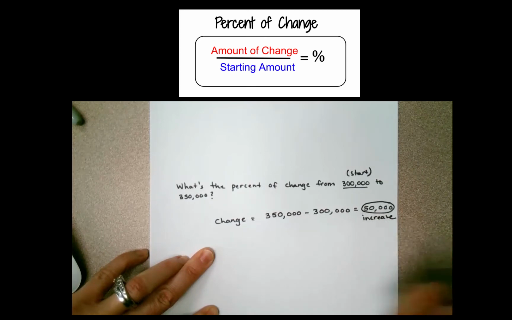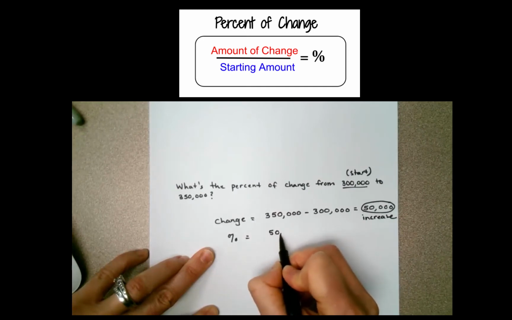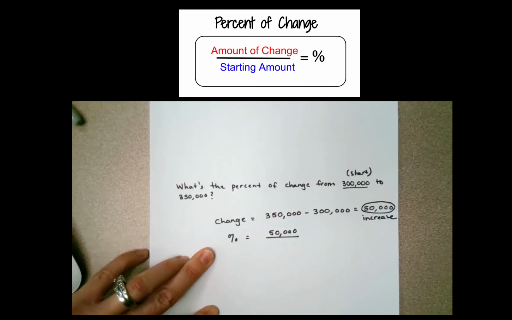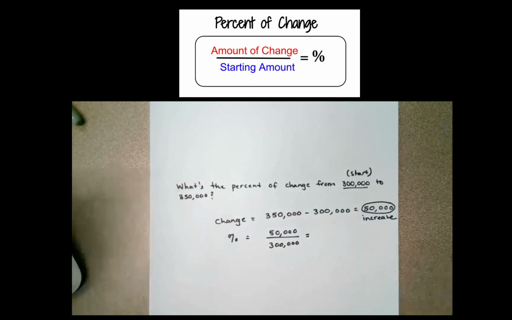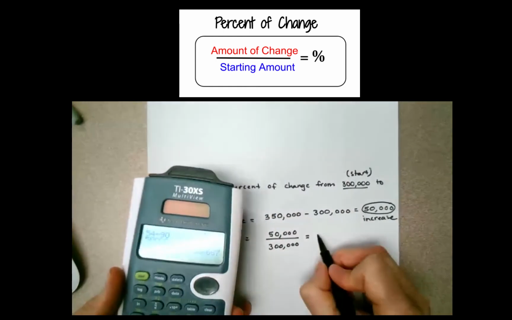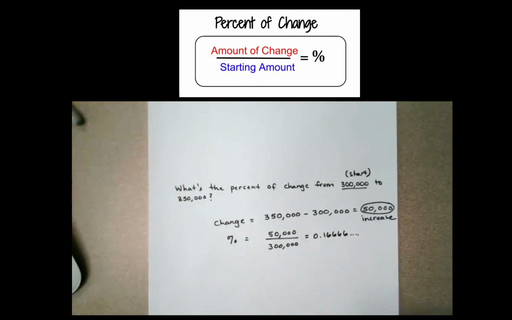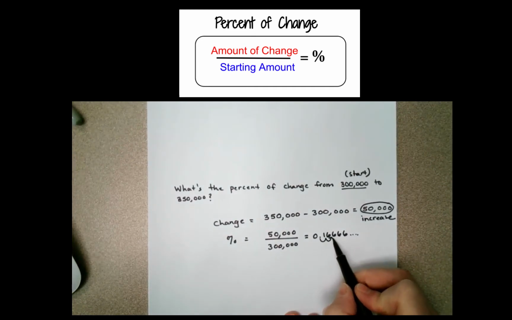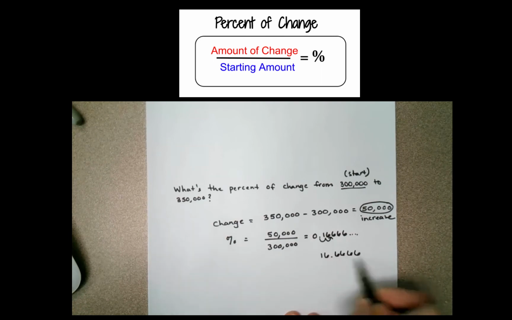Now I'm going to take my change and I'm going to plug it into my percent formula. So my amount of change was 50,000, and I'm going to divide that by my starting amount, which was what? 300,000. When I do that, 50,000 divided by 300,000, I get this repeating decimal, 0.16666. It's going to go on, right? I need to take that to a percent, so I'm going to move it. That's going to give me 16.6666, repeating forever, never, never.